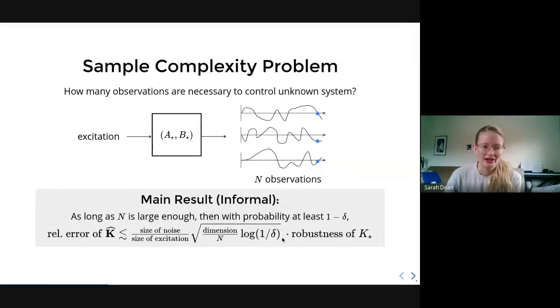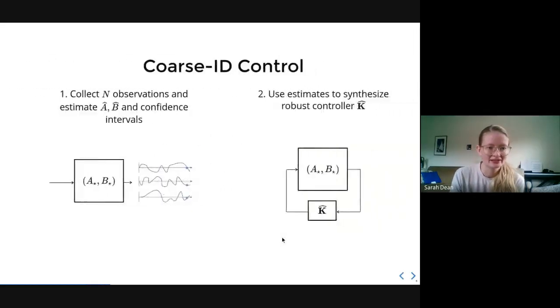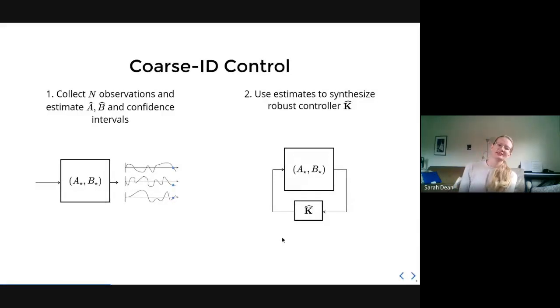All right. So I will then just preview what I'm going to talk about next. The paradigm here is something that we've sometimes called course ID control, which is a very simple model-based method. In the first step, you collect observations from a system, estimate the part of the system that you don't know, in this case A and B, and you also estimate some kind of confidence intervals. In the second stage, you use the estimates and the confidence intervals to synthesize a robust controller. And that's the K hat that I had in the previous slide.